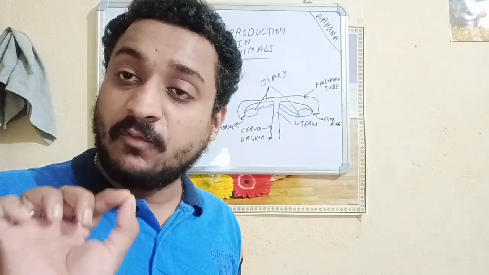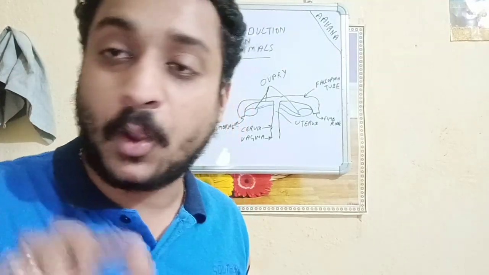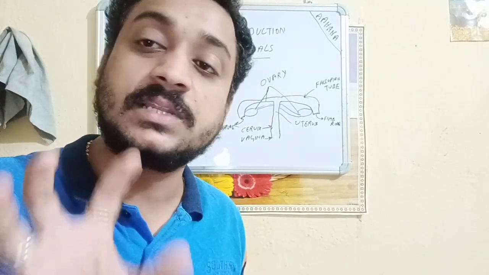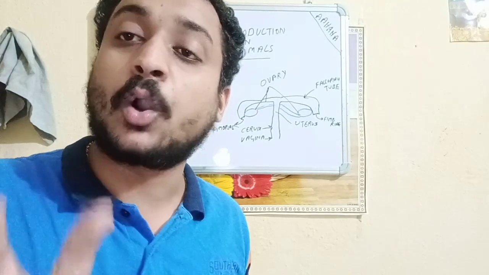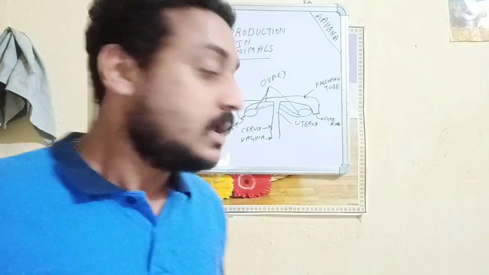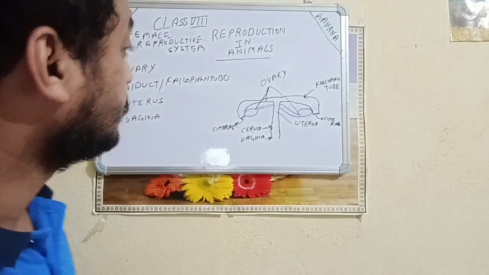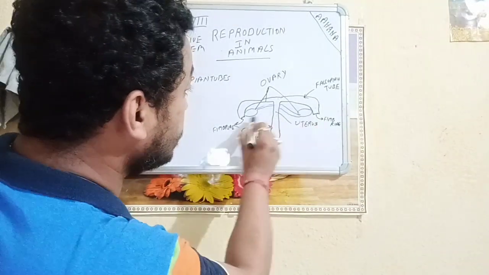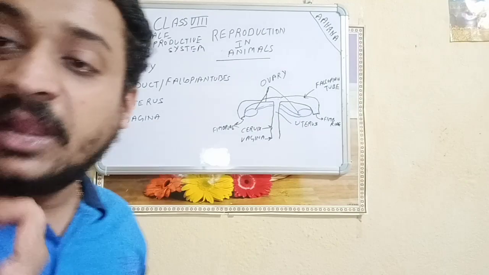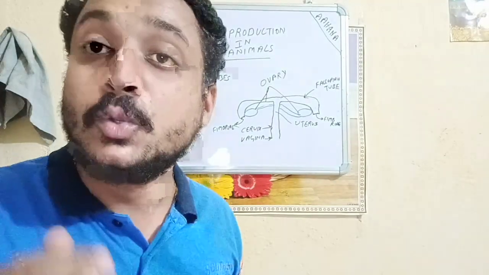Now, one by one we will come to know about each and every point of the female reproductive system, what is its role and why it is so important in the female body. Now, let us start from the ovary. These 2 round blue color structures are the ovary. The main function of the ovary is to produce the ovum.